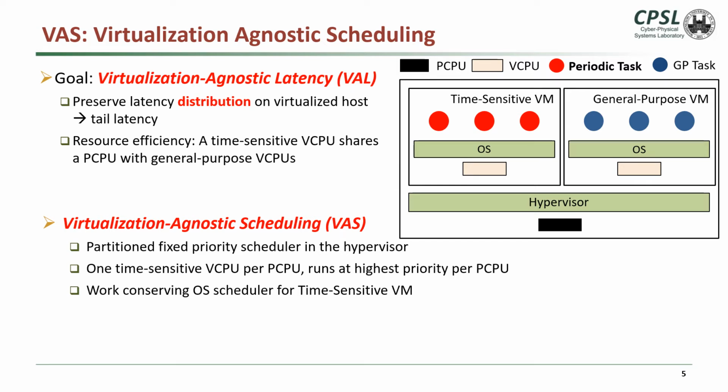Basically, the idea and insights can be pretty simple. We just leverage the partitioned fixed priority scheduler in the hypervisor and let only one time-sensitive vCPU per pCPU run at the highest priority per CPU. So once your time-sensitive application wants to get some CPU cycles, since the vCPU has the highest priority among the pCPU, it can always preempt the general-purpose ones and serve your time-sensitive application.